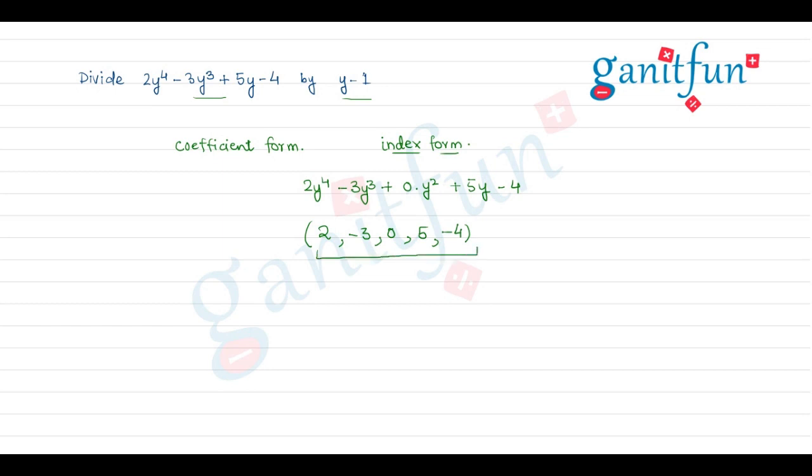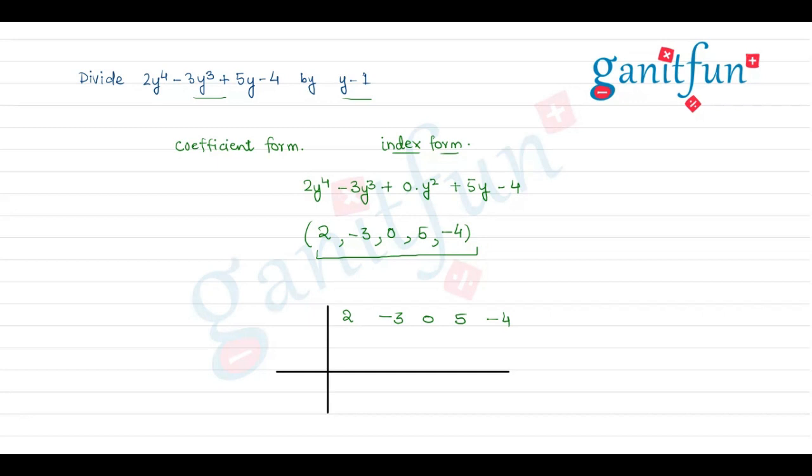Now what we are going to do next is draw a vertical and a horizontal line. On the right hand side of the vertical line, we will write the coefficients of the polynomial. Those are 2, minus 3, 0, 5 and minus 4. Give ample space between the numbers.